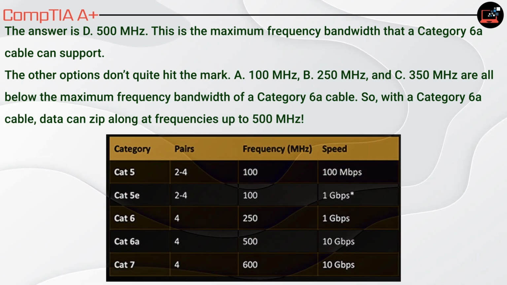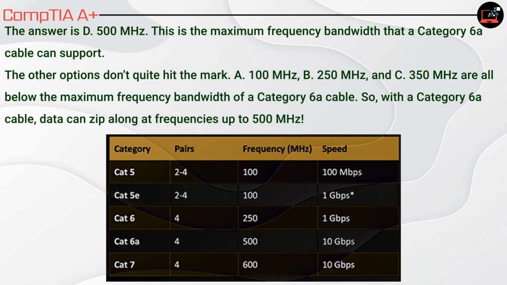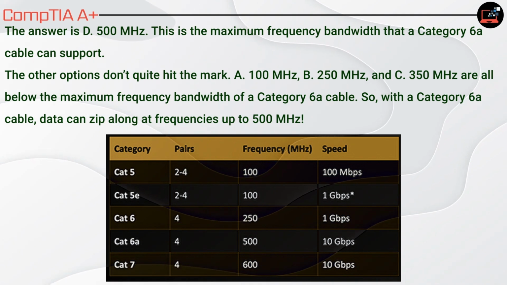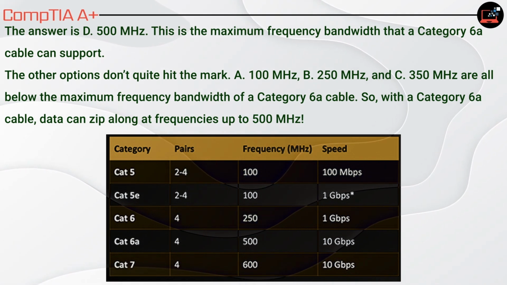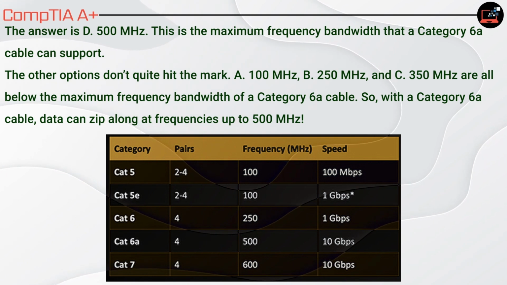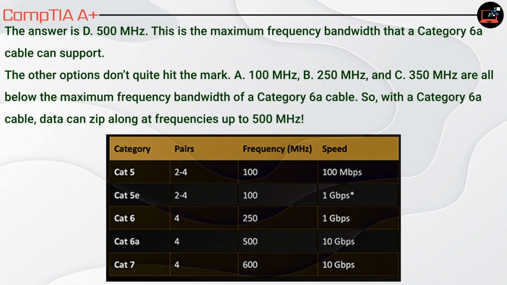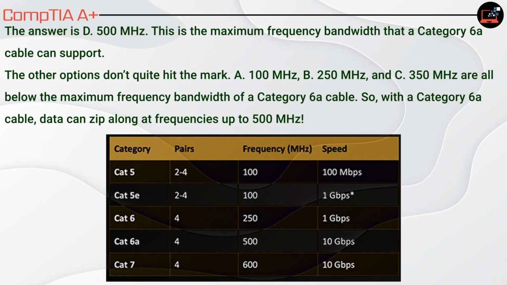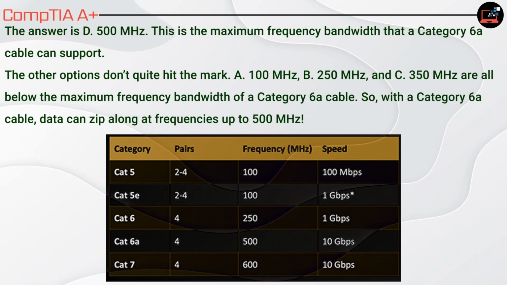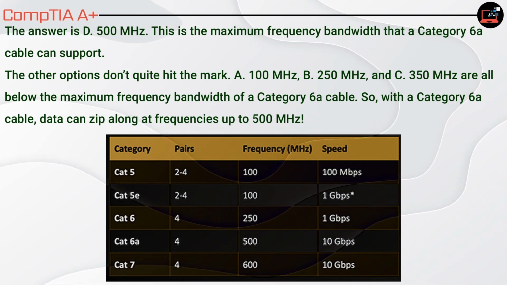The answer is D, 500 MHz. This is the maximum frequency bandwidth that a Category 6A cable can support. The other options don't quite hit the mark. A. 100 MHz, B. 250 MHz, and C. 350 MHz are all below the maximum frequency bandwidth of a Category 6A cable. So, with a Category 6A cable, data can zip along at frequencies up to 500 MHz.